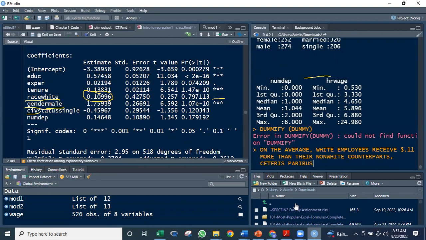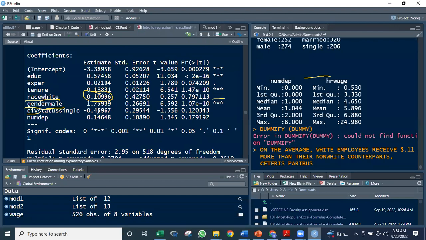Okay, so now the interpretation is different now. Kapag factor, ini-interpret natin siya in relation to the benchmark. Sino yung benchmark natin? Yung ginawang 0. Si non-white. So how do you interpret this now? Si white daw, yung mga white people on the average receive $0.11. Okay? More. Bakit more? Kasi positive to. Okay? They receive $0.11 more than their non-white counterparts, ceteris paribus.